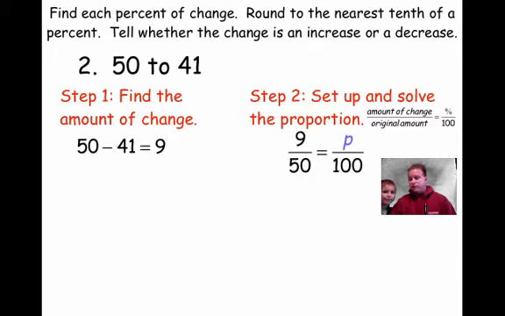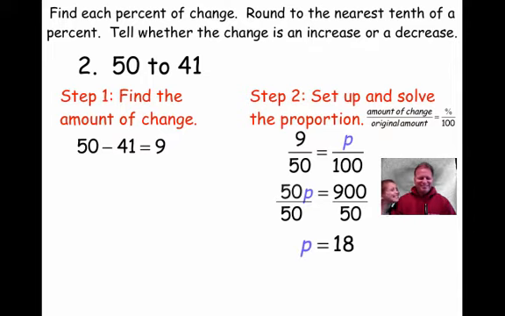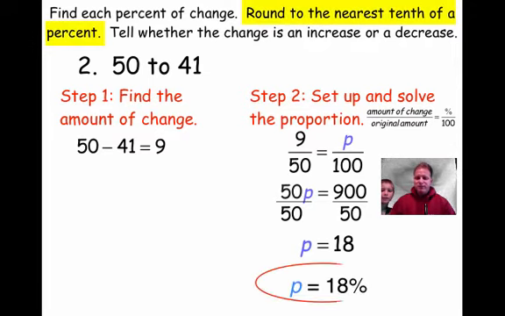Cross multiply. This one you could almost do in your head. So 50 times P is 50P. 9 times 100 is 900. Divide both sides by the number next to the variable called the coefficient. Ooh, fancy, huh? And we get P is equal to 18. We don't need to round here because it's a whole number. So P is equal to 18%.